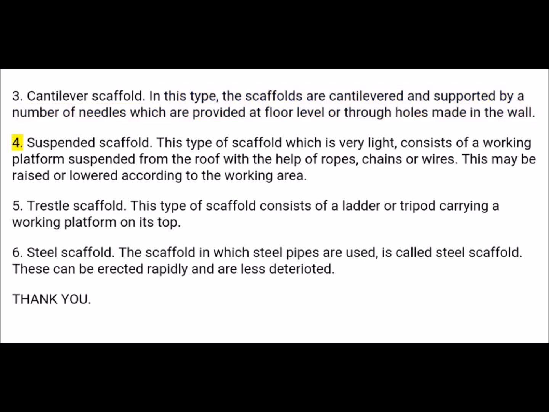4. Suspended scaffold. This type of scaffold, which is very light, consists of a working platform suspended from the roof with the help of ropes, chains or wire. This may be raised or lowered according to the working area. 5. Trestle scaffold. This type of scaffold consists of a ladder or tripod carrying a working platform on its top.